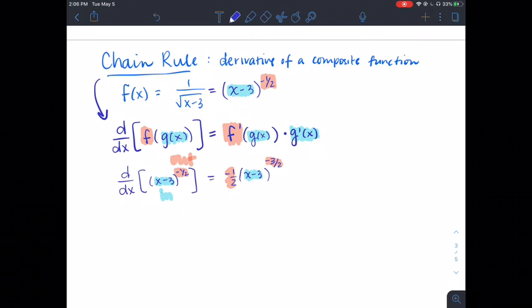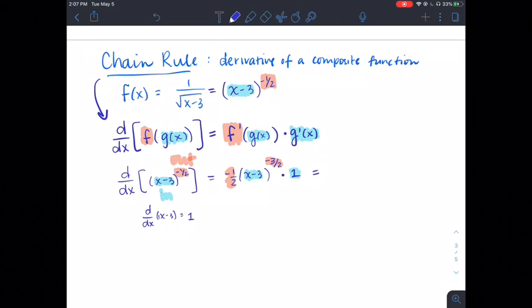So we took the derivative of the outside, we left the inside the same. But now we need to multiply by the derivative of the inside function. What is the derivative of just x minus 3, no power to it? That's a power rule in and of itself. The derivative of x, which has a coefficient of 1, is just 1, minus the derivative of 3, but that's a constant, so that derivative is 0. So this is just 1. I'm just multiplying by 1.